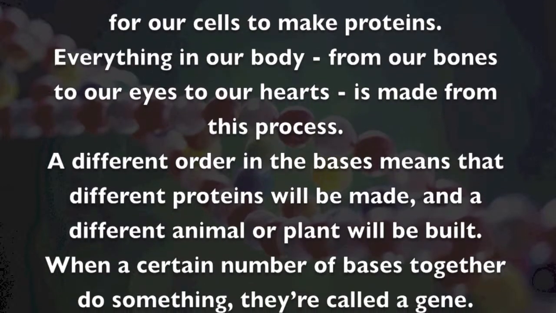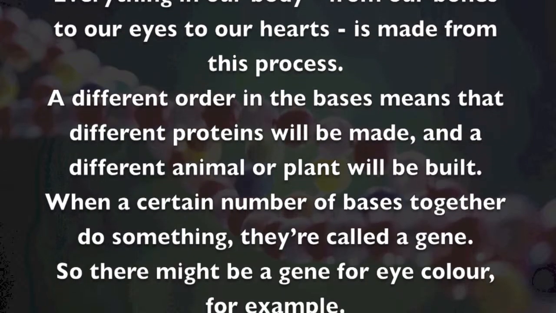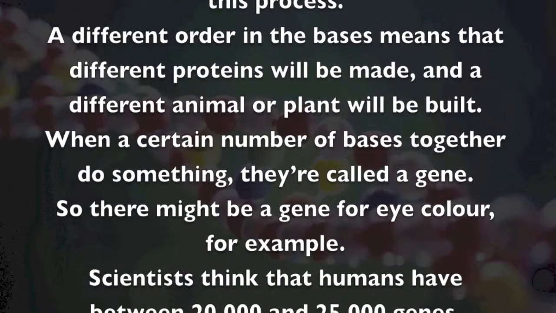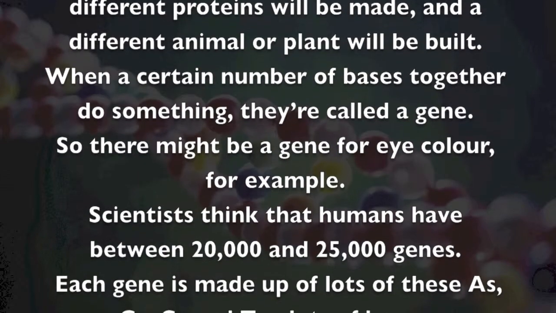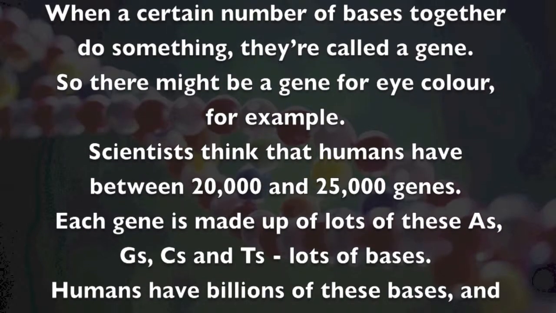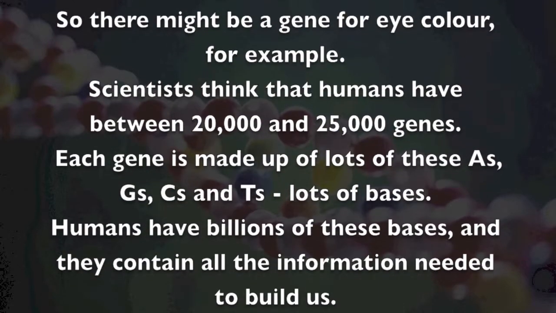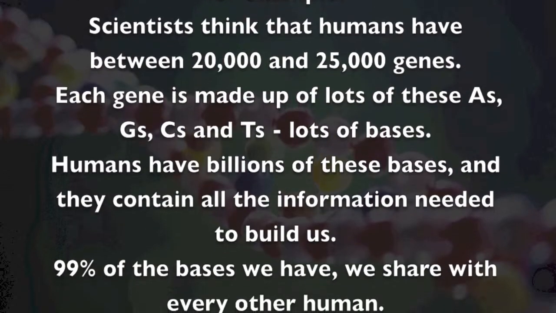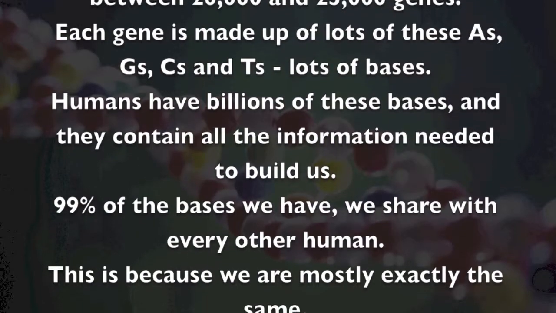A different order in the bases means that different proteins will be made, and a different animal or plant will be built. When a certain number of bases together do something, they're called a gene. So there might be a gene for eye color, for example. Scientists think that humans have between 20,000 and 25,000 genes. Each gene is made up of lots of these A's, G's, C's, and T's, lots of bases. Humans have billions of these bases, and they contain all the information needed to build us.